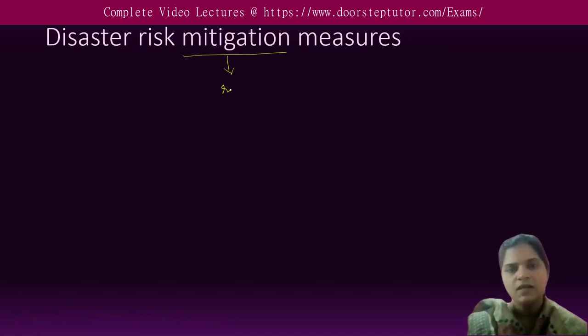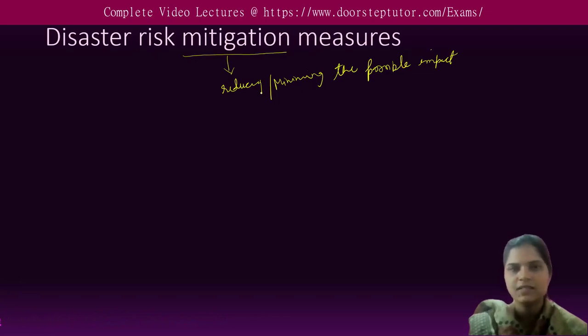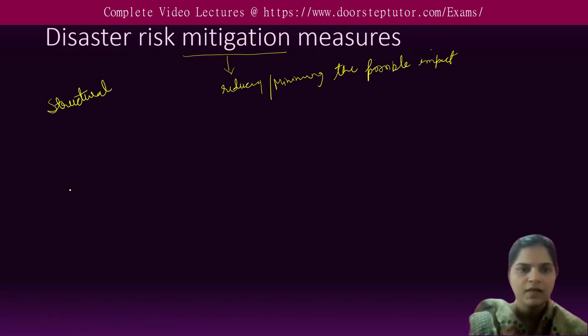Mitigation means reducing or minimizing the possible impact caused by the disaster. So when we talk about disaster risk mitigation measures, there are two kinds of measures we generally talk about: structural measures and non-structural measures.